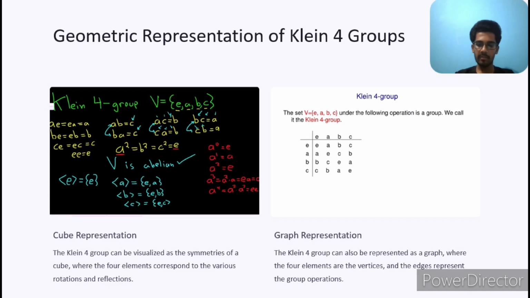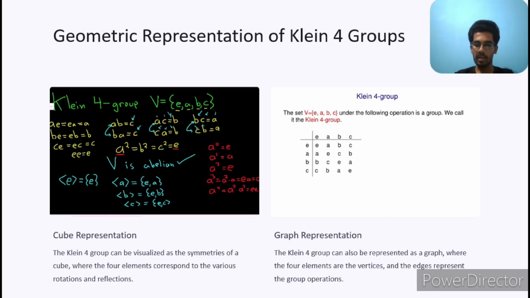The geometric representation of the Klein 4 group. Cubic representation and graphic representation are the two forms of representation used for the Klein 4 group. The group can be visualized as the symmetries of a cube, where the four elements correspond to various rotations and reflections.